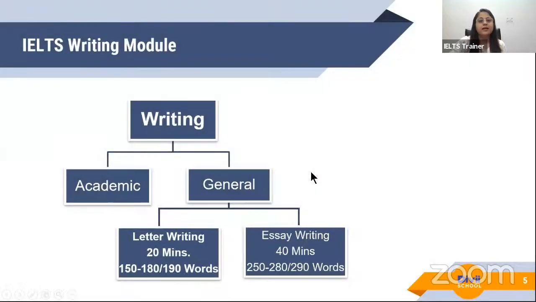As I'm moving ahead, academic students have to go for graph writing and topic writing, and the general students need to go for letter writing and essay writing. The letter is to be finished in 20 minutes. So you need to understand what time should be spent on each letter.